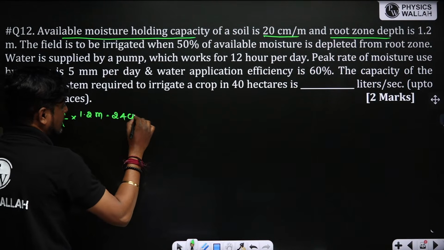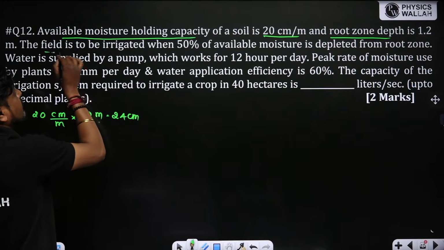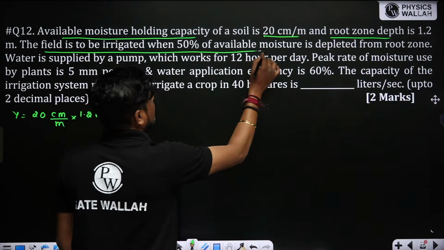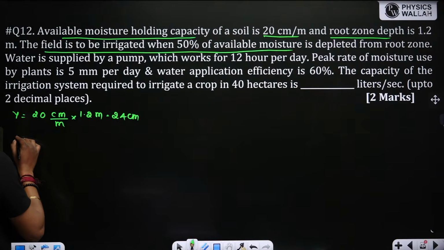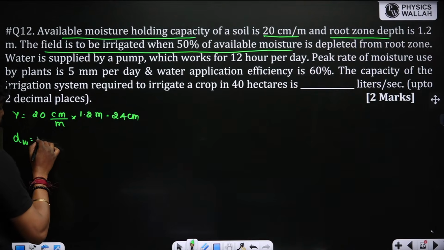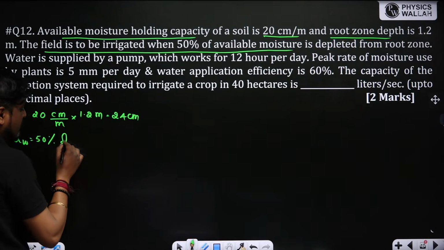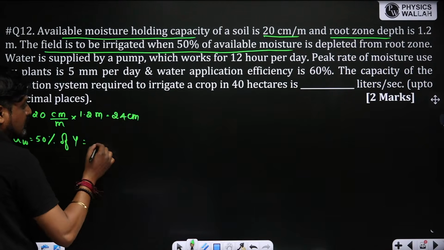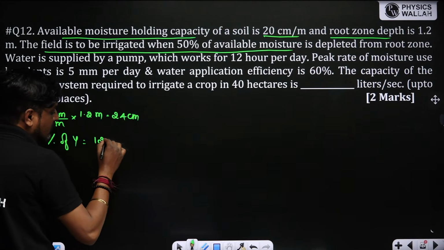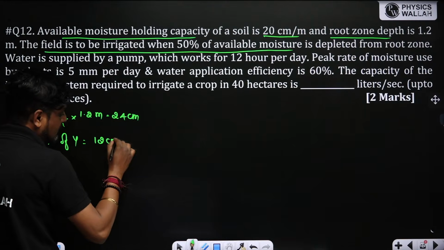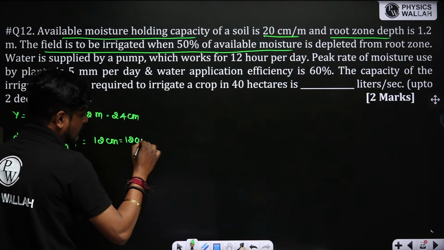24 centimeter, okay. The field is to be irrigated when 50% of available moisture is depleted from the root zone. So dW is equal to 50% of y. So 50% of 24 is nothing but 12 centimeter, nothing but 120 mm.